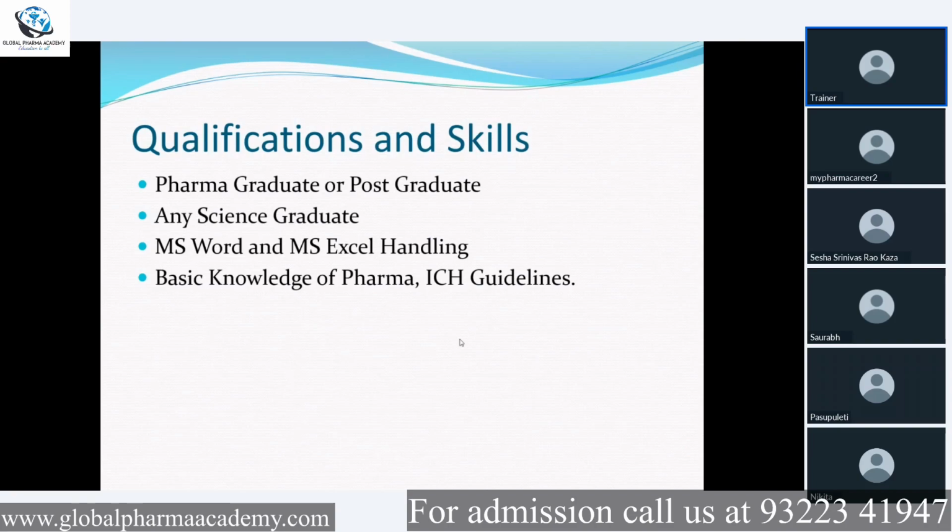Then the rest is MS Word and MS Excel handling. I think everyone is aware of this skill, and any science graduate and pharma graduate or postgraduate is able to apply for a vacancy or a post in regulatory affairs.